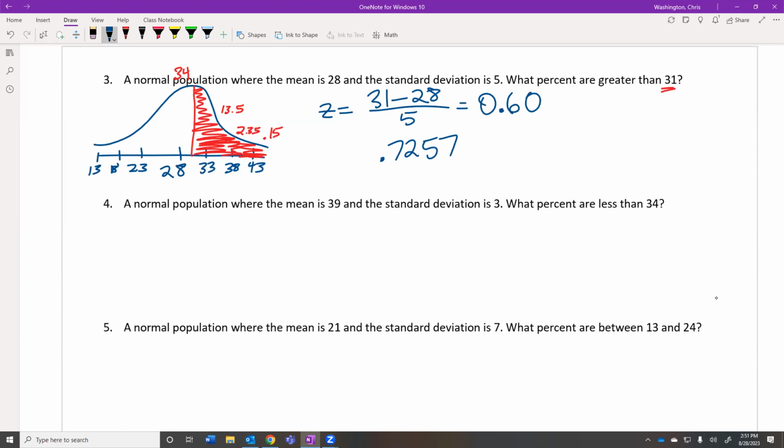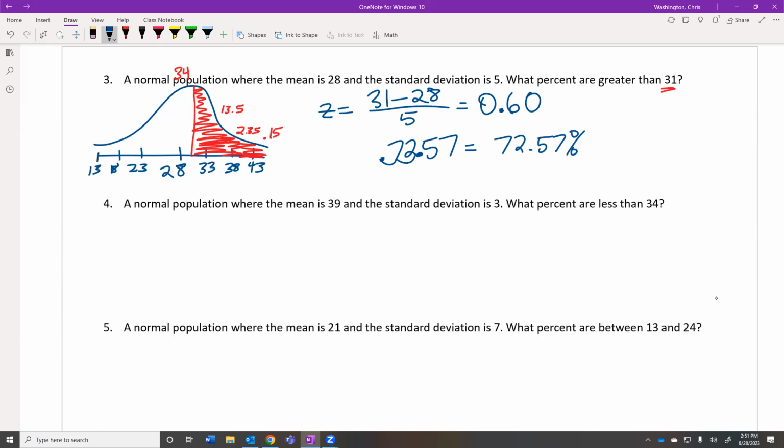0.7257. That's a probability. These are probabilities at the top. See the word probability? Standard normal probabilities. But it's really easy to change probabilities to percentages. We're just going to move this decimal 2 places to the right. So that's 72.57%.